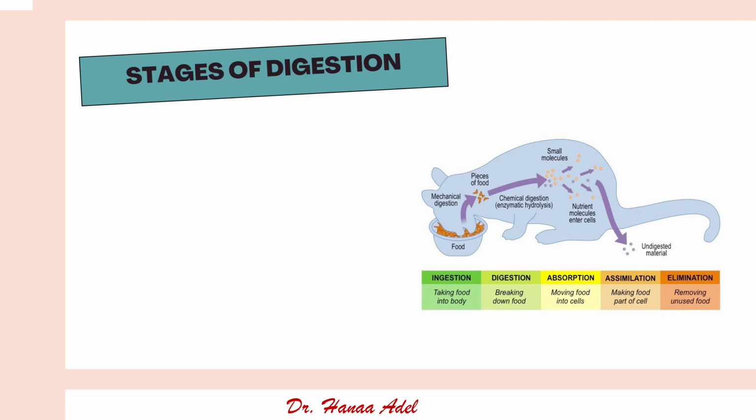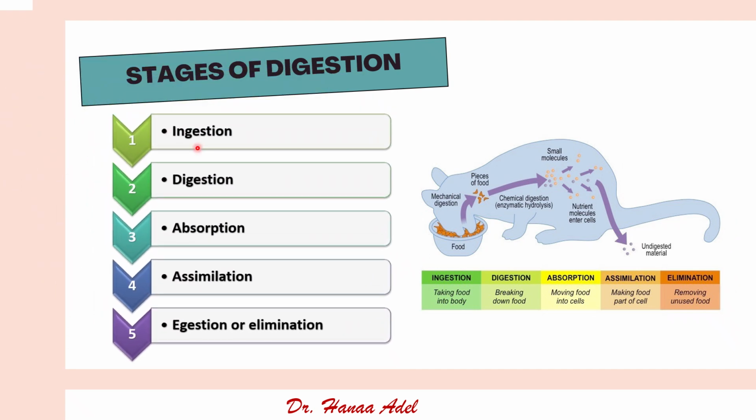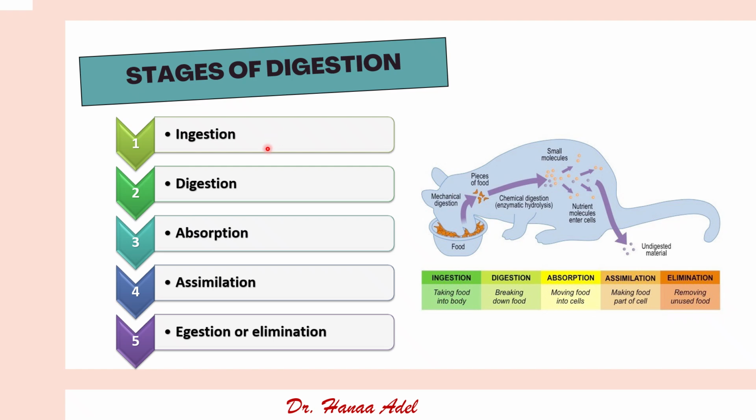Before starting the different organs of the digestive system, you have to know the different stages of digestion. What are the different stages of digestion? Starting with ingestion, then digestion, absorption, then assimilation, and the last one, which is egestion or elimination. Let's explain all of these stages in detail.